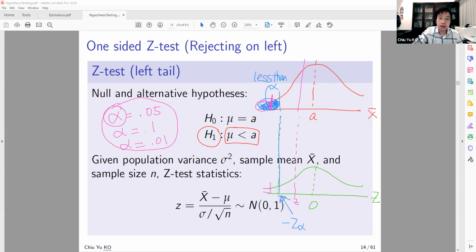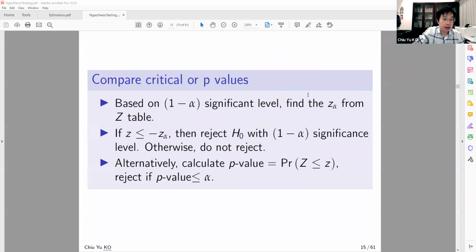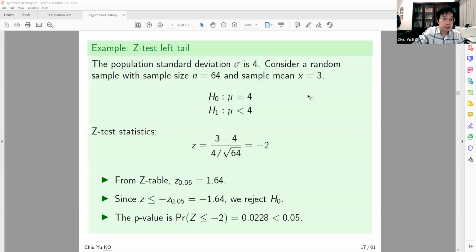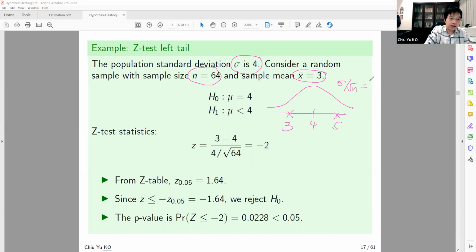So let's see the question again quickly. You were able to see the same thing, right? The sigma is 4 here, n is 64, and x bar is 3. So it's exactly the same, but before we had 5, and now the other way around it is 3. And sigma over root n is again 1/2.